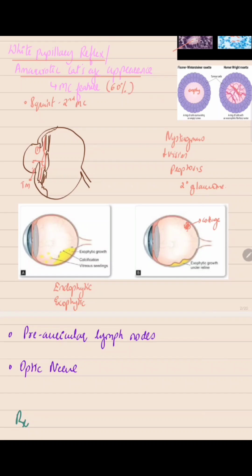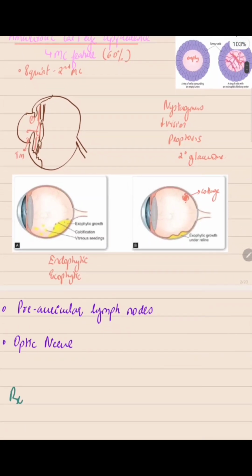In exophytic type, it grows outward and separates the retina from the choroid, and this can give the appearance of exudative retinal detachment. In endophytic growth, it grows towards the vitreous, and if there is calcification, it is known as cottage cheese appearance.